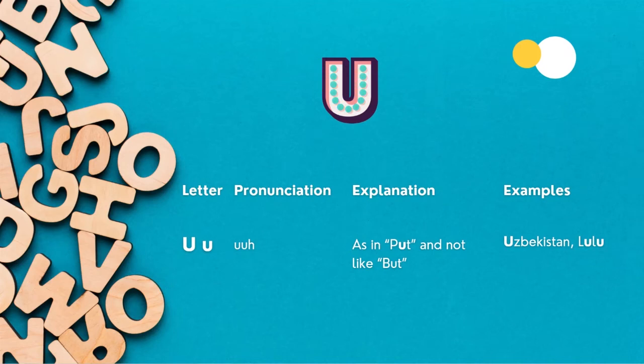Then we go to the U, the Dutch. In Dutch we say the U. Right, so the explanation as in put, and not as in but, right? It's not a but, it's the U, more U. So for example, Uzbekistan or Lulu, U. So repeat after me, U. Okay, nice one.